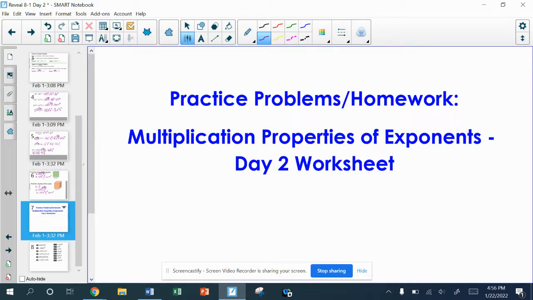So today you have a worksheet to do. It looks very similar to yesterday's worksheet, but we've got more story problems and some other volume and area kind of problems. But if you need any help with any of the problems on the worksheet, make sure you ask.